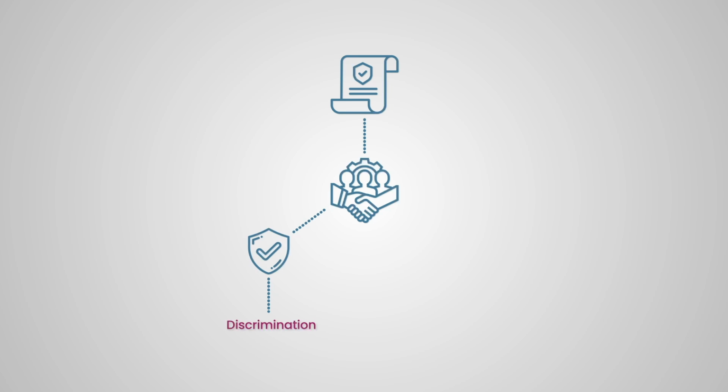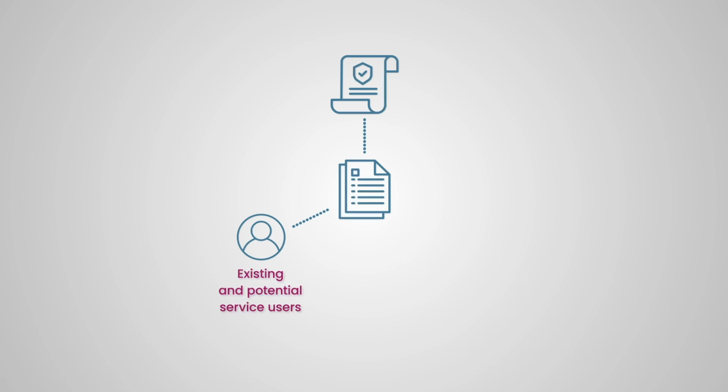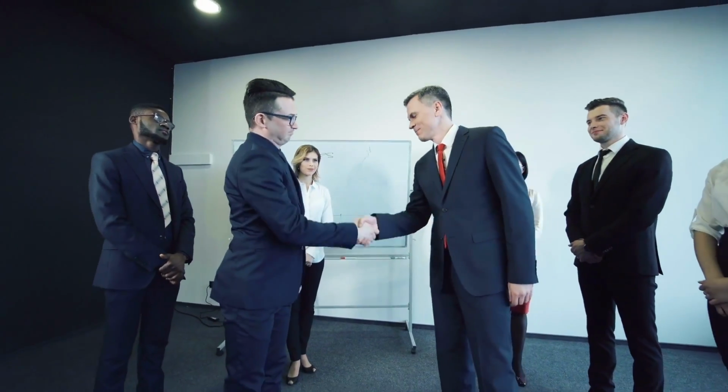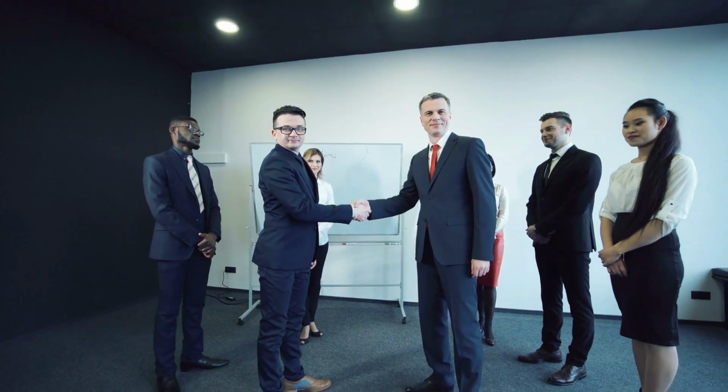A good policy will show the staff that your organisation expects them to be serious about tackling discrimination and promoting equality and diversity. It will also provide evidence to the existing and potential service users, external partners and the wider community that your organisation is committed. A good policy may also show the funders that you meet one of the conditions of their grants, which is often a requirement for funding.